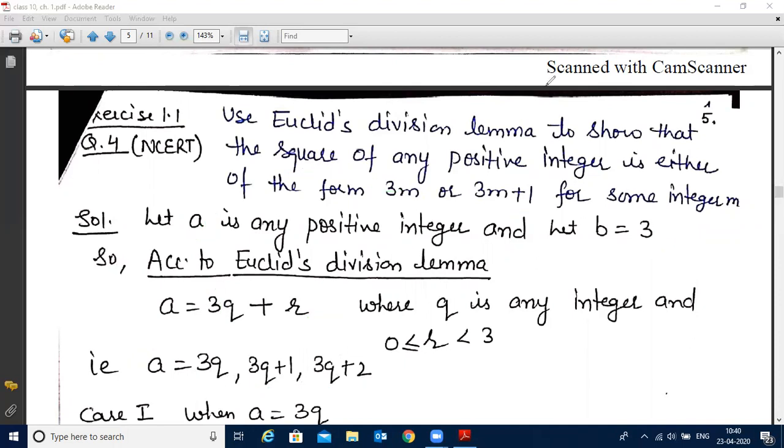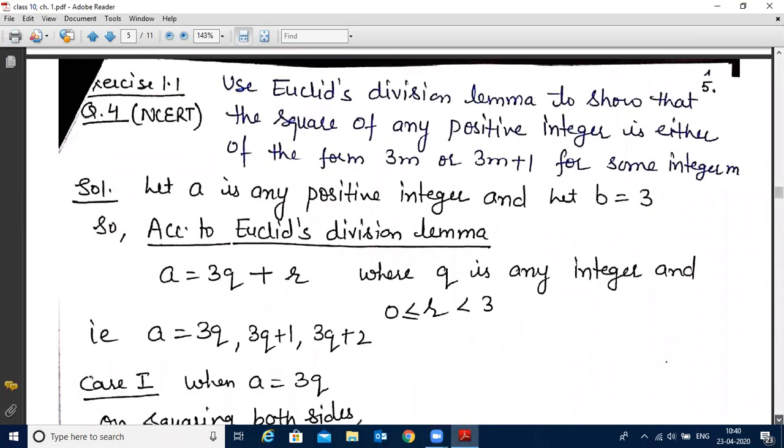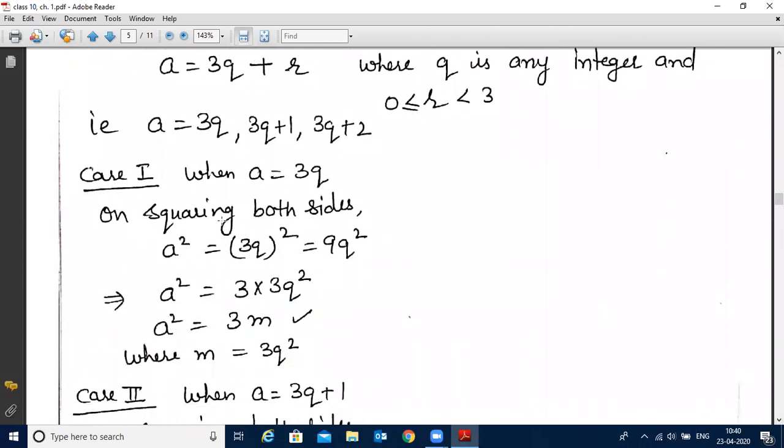So we will separately discuss all these three cases. When a is equal to 3q, and we square both sides, the left hand side will become a square and the right hand side will become 9q square. That is, a square is equal to 9q square, which can be written in the form 3 into 3q square. Now if we suppose this portion 3q square as m, this will become 3m. Okay, now it becomes a square is equal to 3m.